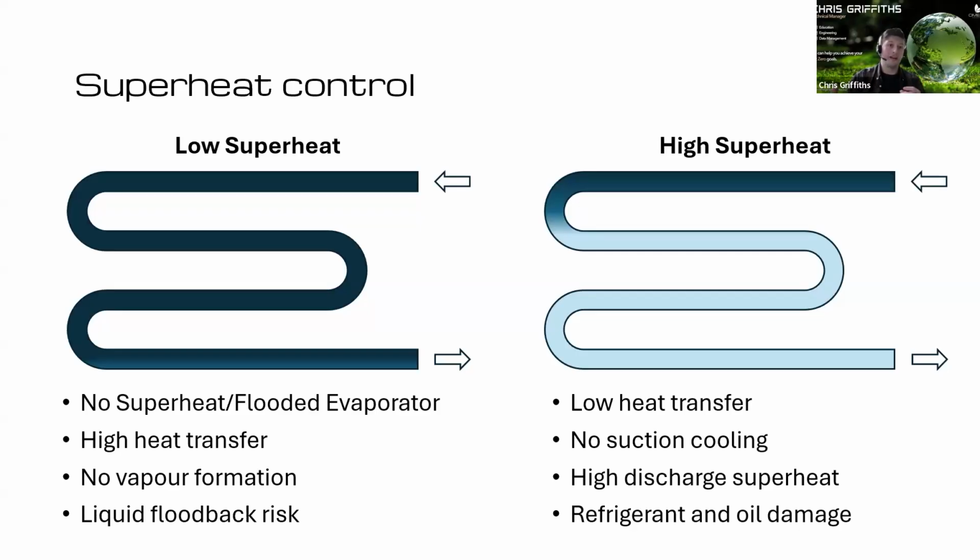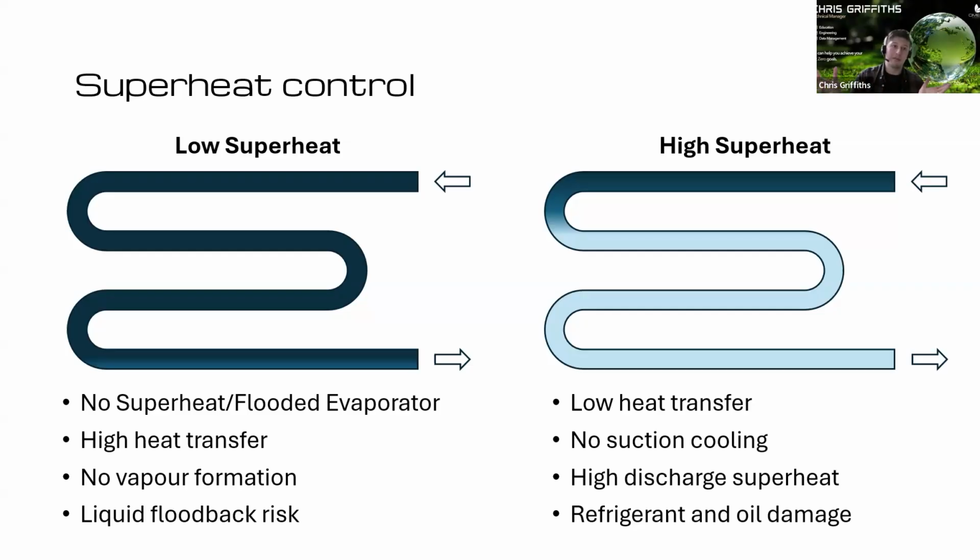So when we talk about low superheat, no refrigerant has boiled off, so there's obviously no chance for it to heat beyond that saturated temperature. Another term we use for this is a flooded evaporator. It's completely full of liquid, it's flooded. We get really good heat transfer through this coil because liquid molecules of refrigerant absorb heat a lot more efficiently than vapor molecules. We get no vapor formation, but we do now risk liquid flooding back. Whereas on the other side, we have high superheat, where that refrigerant is boiling off almost immediately as it goes into the coil.